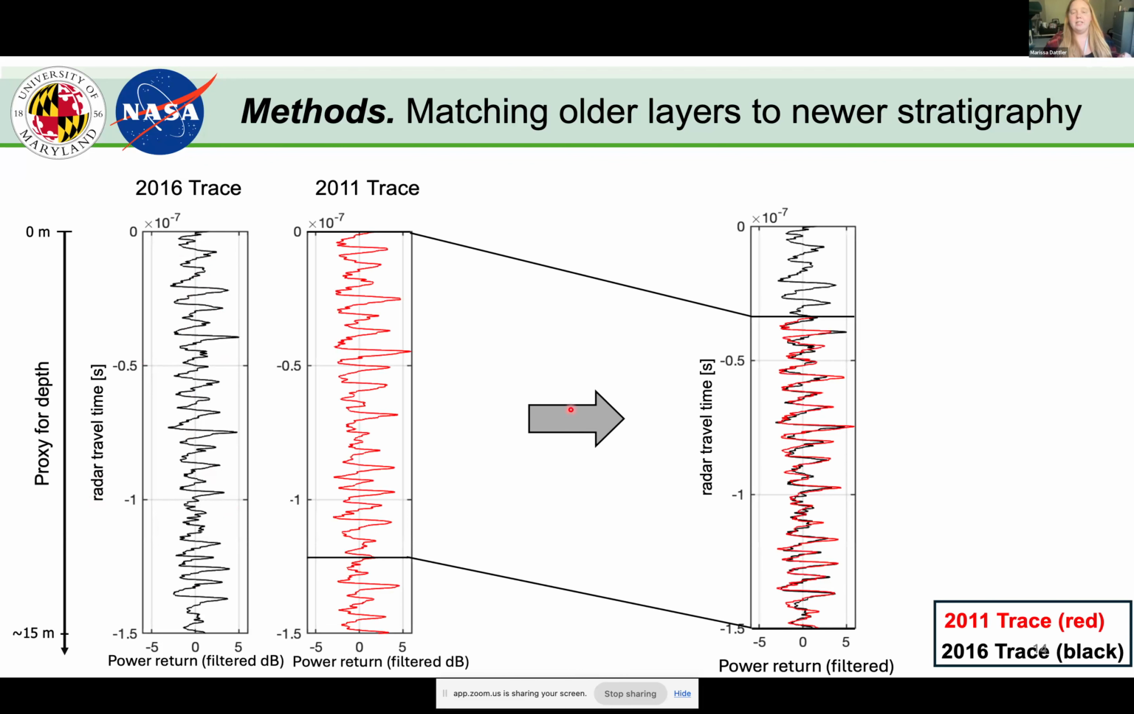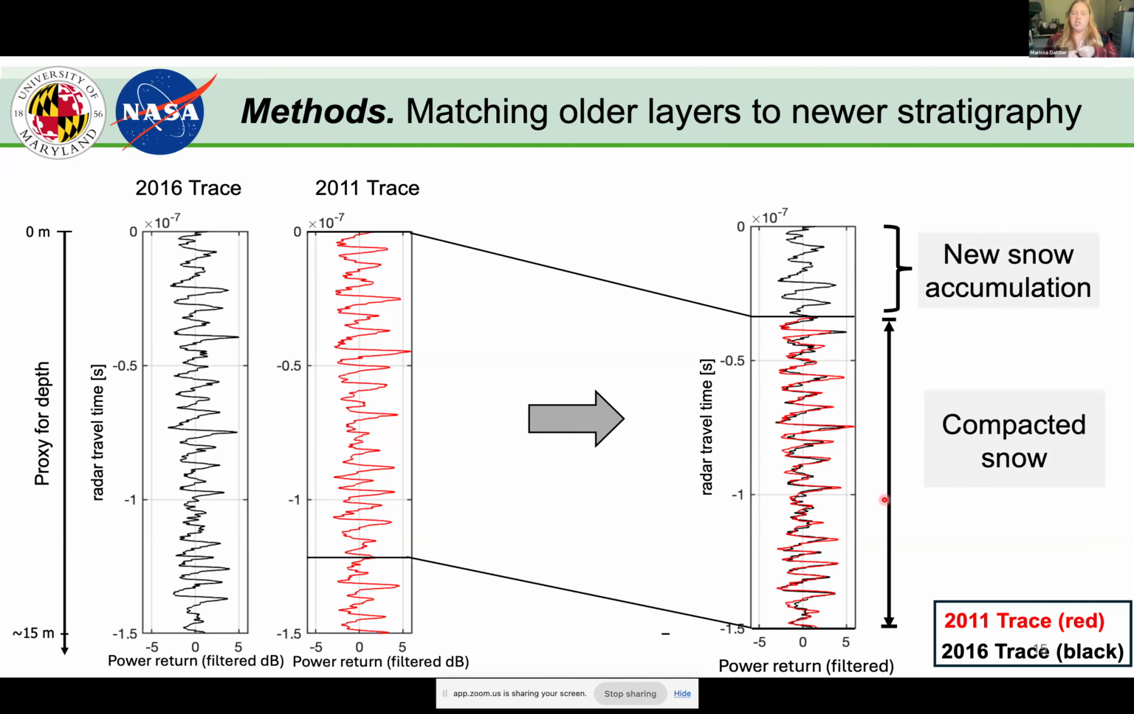So the way we do that is essentially taking the older trace, the 2011 trace, and moving it downward over the newer trace to try to see where they line up, all at the same time compacting it slightly, vertically straining it along the depth axis in order to get a lowest root mean square error, the best match between these two traces, to see where the layers actually line up with one another. And so that gives you information like new snow accumulation as well as compacted snow, so two variables.